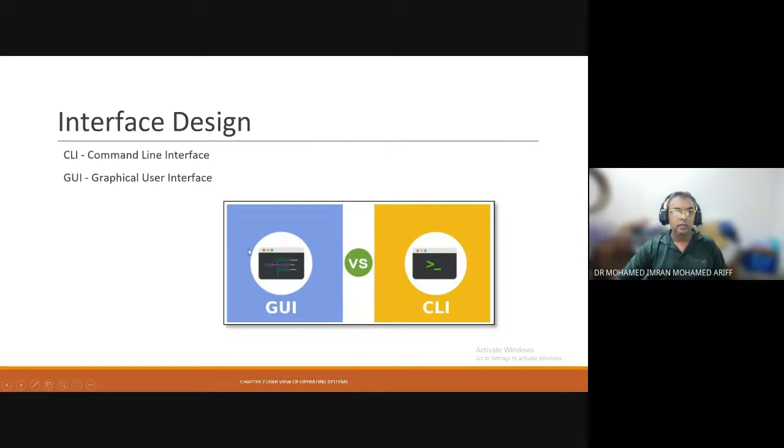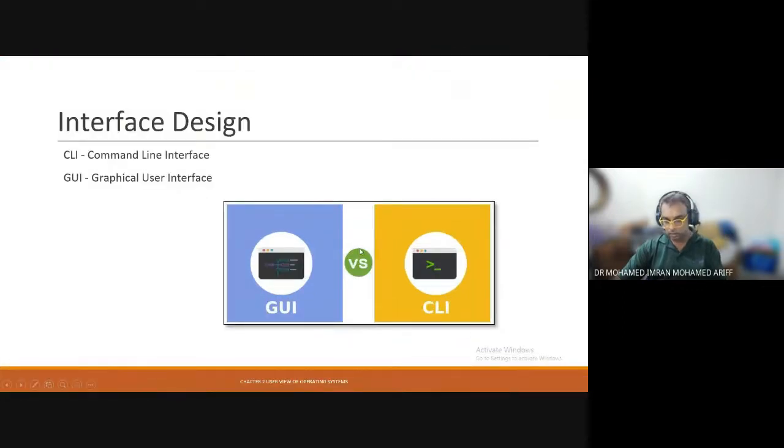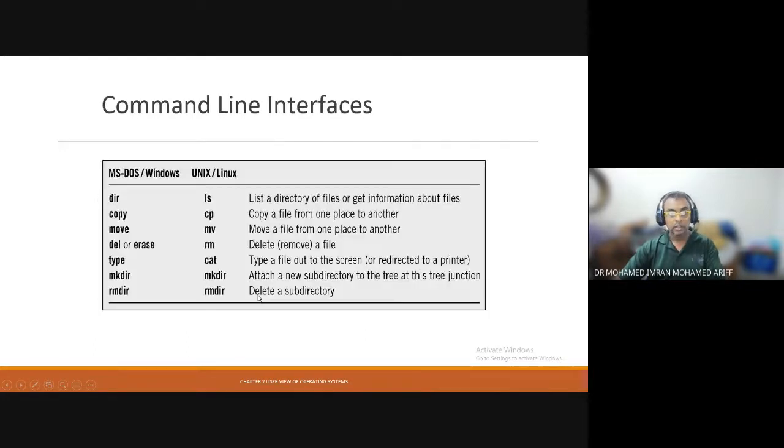We have two kinds of interface that we are going to cover in this chapter. One is called the GUI, graphical user interface, and another one is called the command line interface. The command line interface works whereby the user types in a specific command, and this command is interpreted by the operating system: received, analyzed, and executed. These are some of the commands usually used in MS-DOS or Windows.